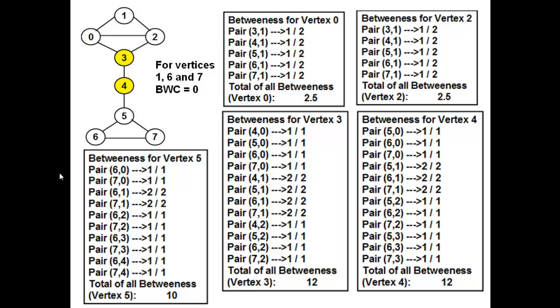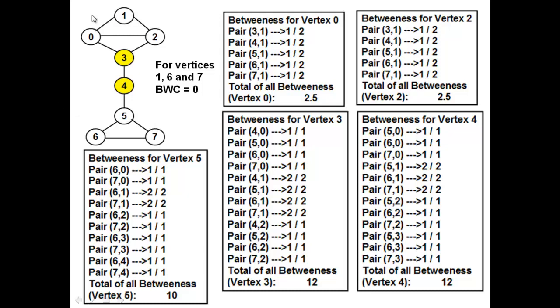Alright, so there is another graph which we did already for eigenvector and degree centrality, and if you look at the fractions, these are the fractions of the shortest paths that go through vertex 5. So the sum of all these fractions is 10, so that's the betweenness centrality of vertex 5. Now in this graph, for vertices 1, 6 and 7, none of the other vertices go through those vertices for shortest path communication. So the betweenness centrality is 0.